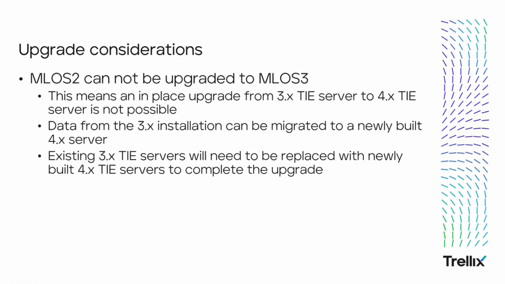So, considerations. MLOS 2 cannot be upgraded to MLOS 3. And so that presents some hurdles where we could just use EPO to deploy upgrade packages out. That's not going to be possible in the move to 4.0. We will have to actually build out new 4.0 virtual machines to take over the existing deployment that we have. We do have the ability to migrate the existing data from any of the 3x builds that you have in production right now over to the newly built 4x servers. Any existing TIE 3x servers, we typically need to phase out and replace with newly built 4x servers.